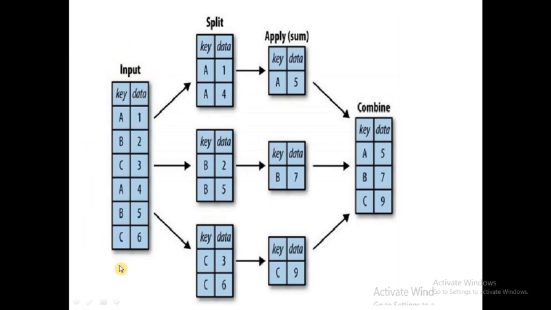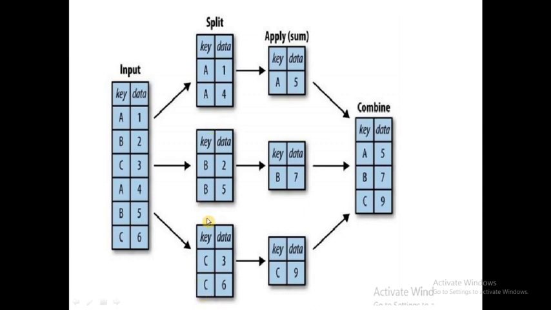Suppose this is our data. It comprises two columns, key values and data values. Now A appears in two rows. So we will split it according to key value. A has two data values, then B, then C.